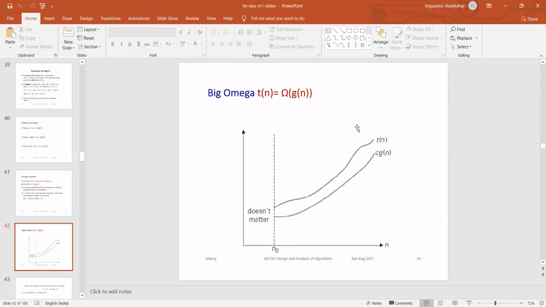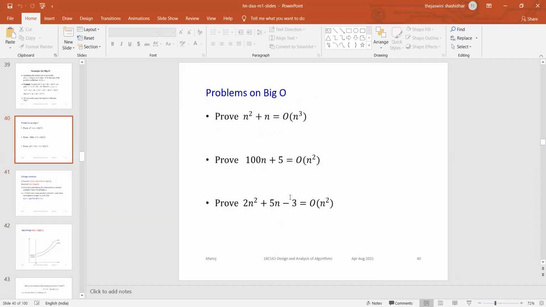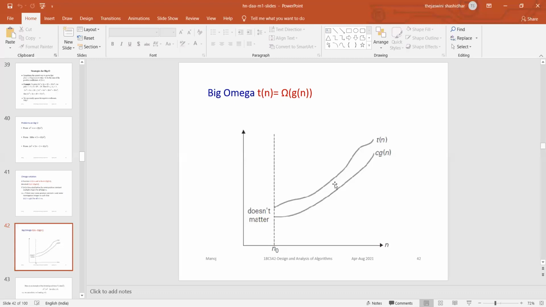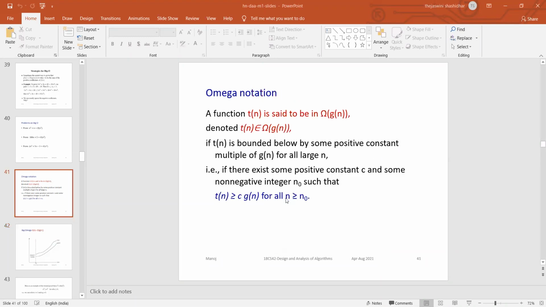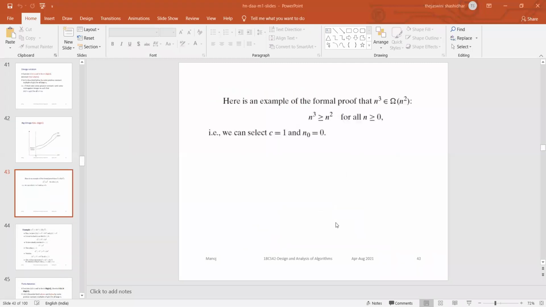So come for the next slide. Here you see T of n is greater. Keep in your mind, T of n is greater than G of n. So that's why T of n you see it is above, G of n you see it is below. Kindly understand here. You are giving answers wrong. T of n is greater than G of n. That means T of n will be above G of n. This is the notation what you are going to give for the big omega notation. So now you have to prove the particular problem here. Here is the formal proof.